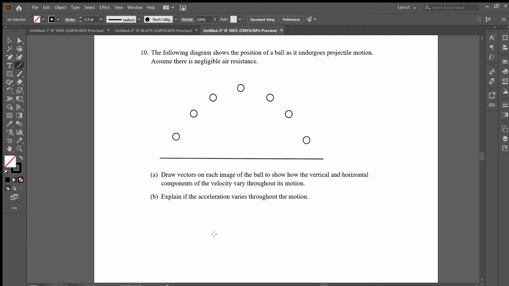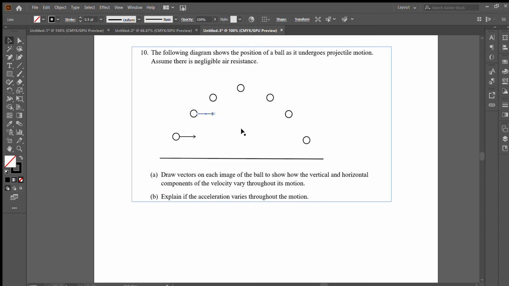We know that the horizontal component of the velocity will remain constant throughout its motion because if there's no air resistance, there are no opposing forces in the horizontal direction, so we can easily draw vectors showing this. So we have one vector here, and we can just repeat that for all of the motion of the ball.